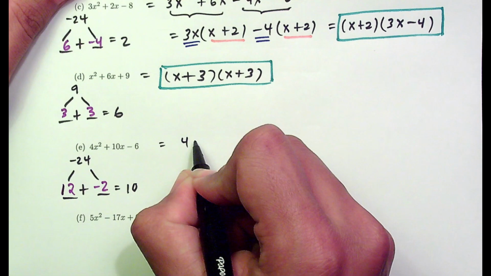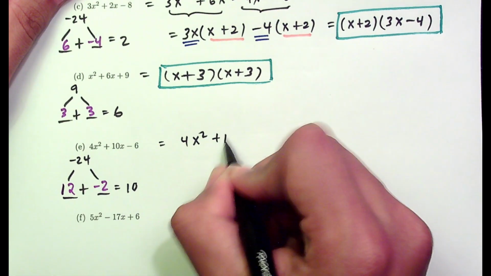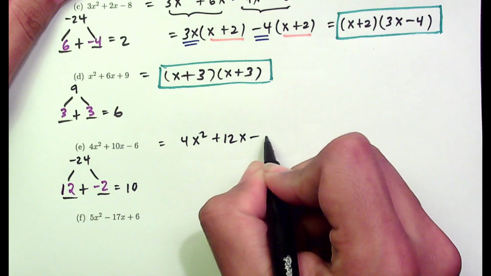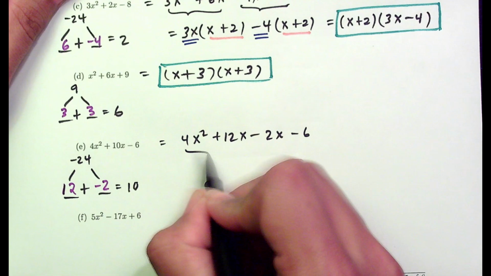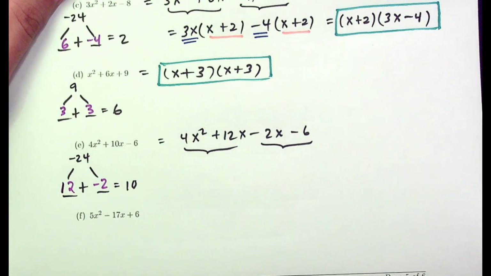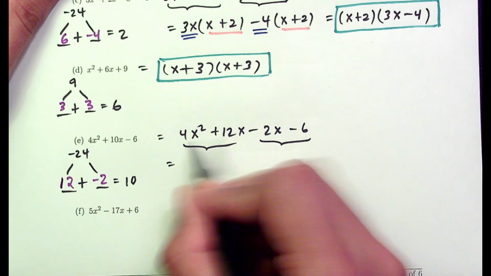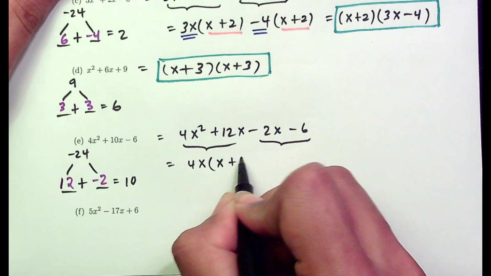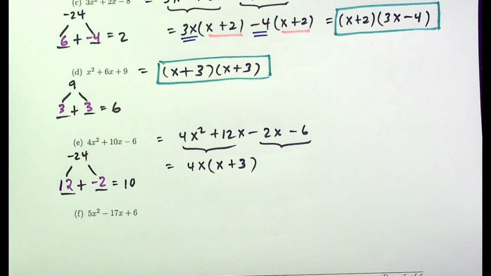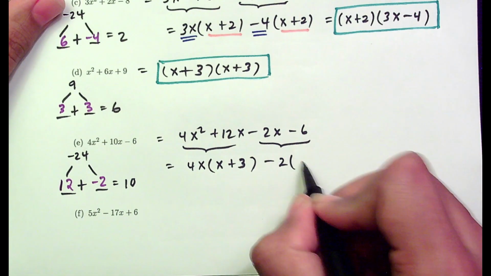So now we're going to break up the term in the middle, which is 10, with 12 and negative 2, and then you have minus 6. And then you take the first 2 and then the last 2. All right, the first 2 have in common 4x, and then this is going to be x plus 3. And then the next 2, you pull out a negative 2 that is common to both, and you have x plus 3.